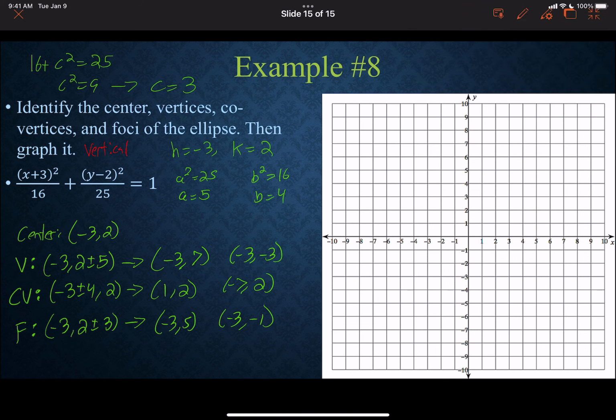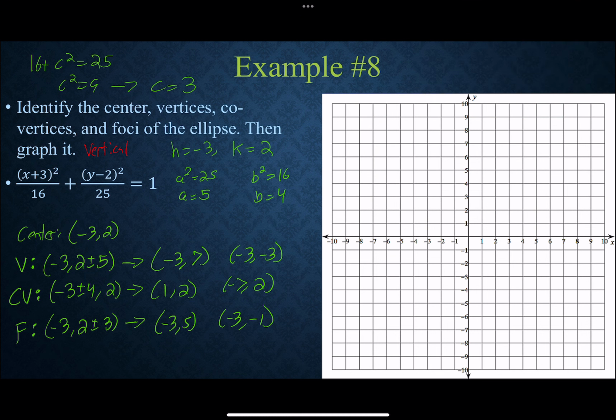So we go ahead, we plot out our center, (-3, 2). Vertices at (-3, 7) and (-3, -3). If we just want to call them V and V, so you're not really doing V1 and V2, that's perfectly fine. And our co-vertices at (1, 2) and (-7, 2), so we can just call them CVs. That's perfectly fine. Again, we just connect them. Make it look like it's kind of circular in nature. I got a little mess up there in the right quadrant, but it's fine. I'm not looking for perfection with these things. Don't stress over that. All right, so that's our ellipses.